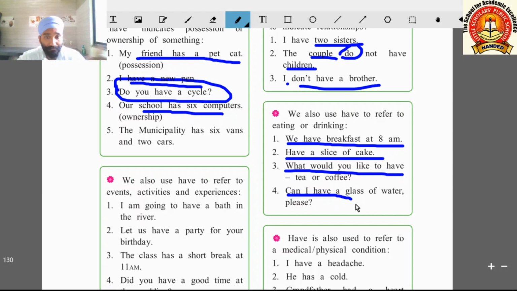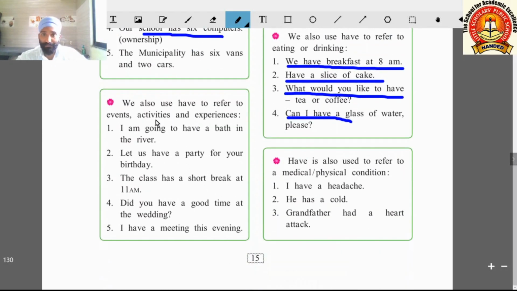Come to the next case, we also use have to refer to events, activities and experiences, such as I am going to have a bath in the river. So bath is an activity and it is an experience also. Here you are saying that you are going to take a bath, that experience you are going to take. Let us have a party for your birthday. Party is an event and have is used here to say that we are going to celebrate or do the party.